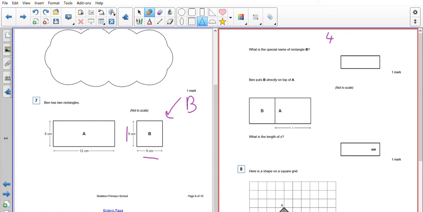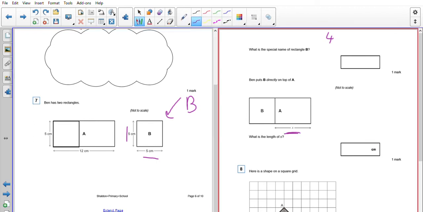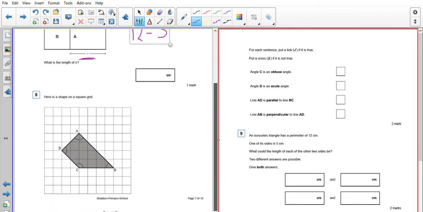Ben then takes his rectangle B and drops it on top of A. And we want to know what the length of this line is. That calculation is as simple and as straightforward as 12 subtract 5, which I'm pretty sure we're all quite good at. Okay, let's have a look at question number 8.